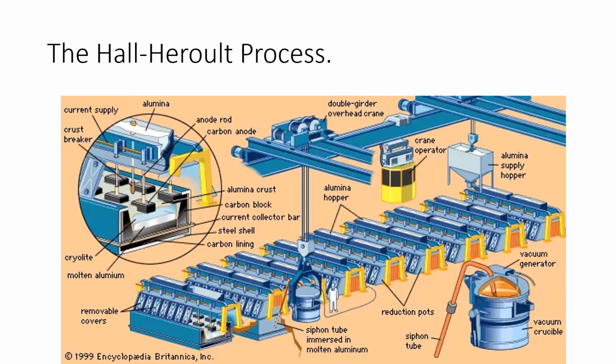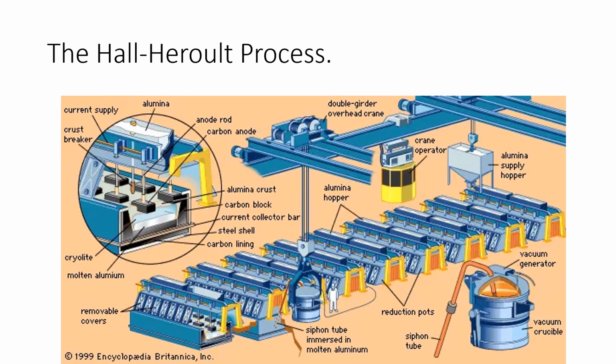Reduction pots are arranged in rows consisting of 50 to 200 pots that are connected in series to form an electric circuit. Each pot line can produce 66,000 to 110,000 tons of aluminum per year. A typical smelting plant consists of 2 or 3 pot lines.